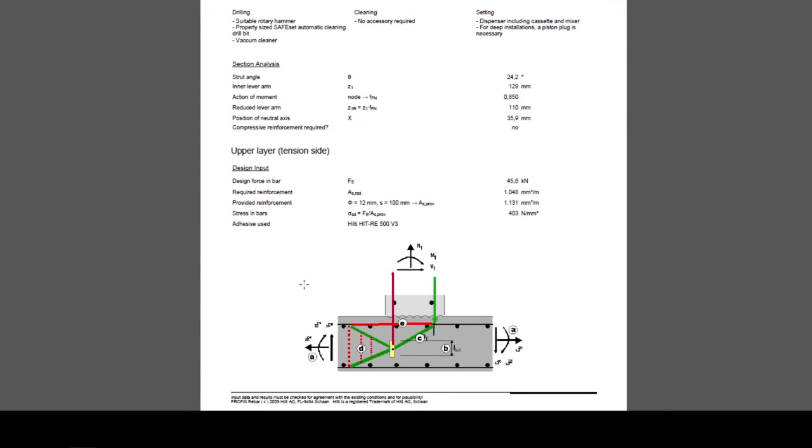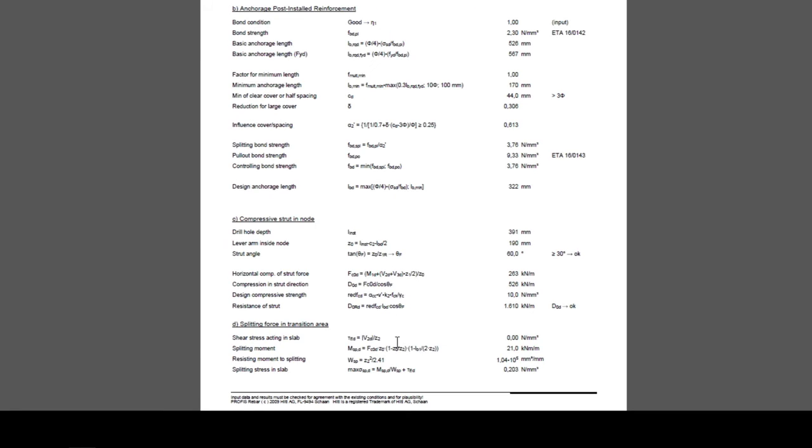Paragraph C verifies the compressive strut in the node. It calculates the drill hole depth, taking into account the strut angle of the compressive strut in the node and the anchorage length calculated in the previous section. This angle must be between 30 and 60 degrees. The software verifies that the compressive stress transferred in the diagonal direction is equal or smaller than the compressive strength of the concrete. Paragraph D verifies splitting in the transition area.